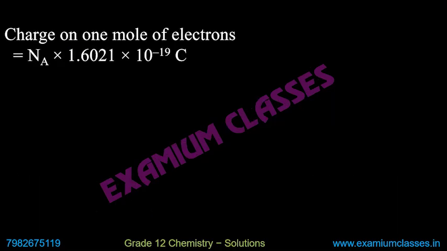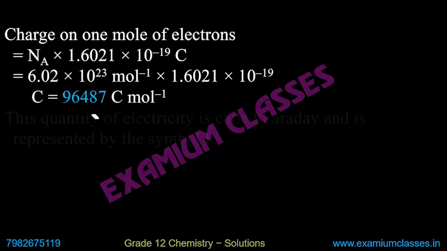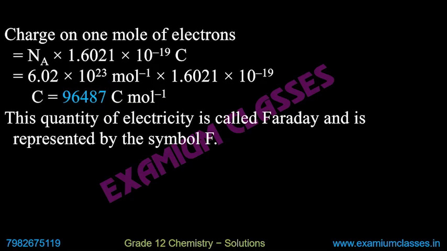Charge on 1 mole of electrons is equal to 1 Faraday. You remember 96487 we talked about, which is the charge on 1 mole of electrons. When you multiply the charge of 1 electron by 6.022 × 10^23, that gives you the charge on 1 mole of electrons, 1 Faraday. This quantity is called Faraday and is represented by the symbol F.